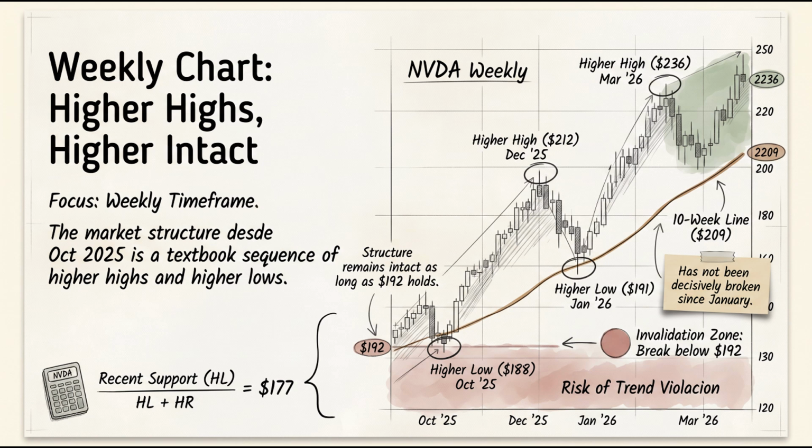The most recent pullback held at 177, which is still above the previous higher low. The 50-day moving average on the daily chart, which appears as the 10-week line here, sits at $209. A drop below 192 would break our weekly structure and violate the 200-day moving average, marking our clear invalidation zone.